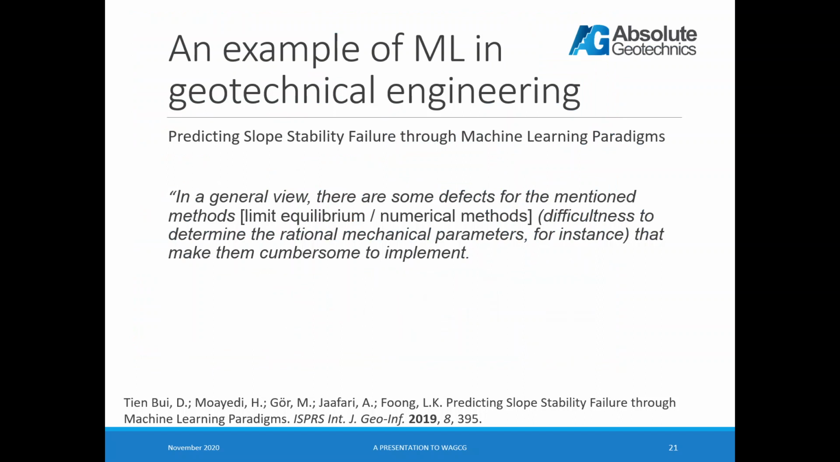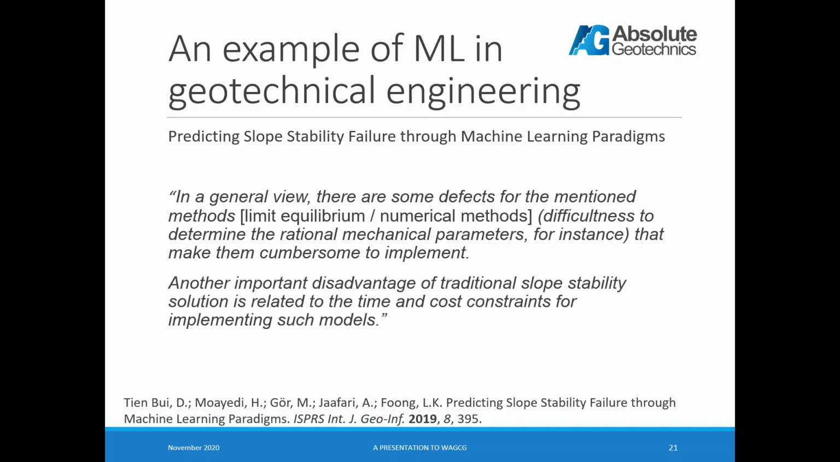But their comments were, talking about limit equilibrium numerical methods, that there are some defects in those methods, and there's a difficulty in determining the rational mechanical parameters, for instance. I think we can all agree it can be hard to determine your parameters, and that makes them cumbersome to implement. And another disadvantage, this is for the managers, is that slope stability is related to the time and cost constraints for implementing such models. So you can save some money, Julian, by having these guys on site to do machine learning for your slope stability, so you don't have to.